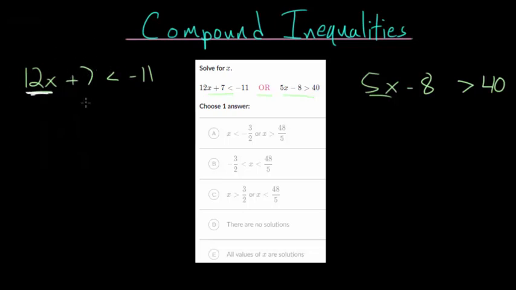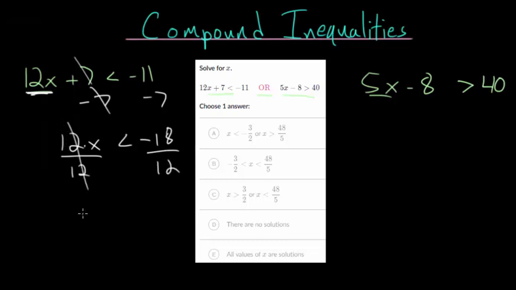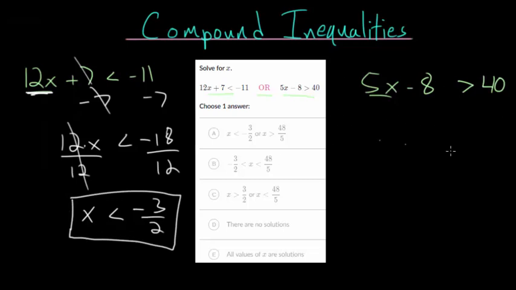So I have to get rid of this plus 7, and I can do that by subtracting 7. So I get 12x plus 7 minus 7, that's just 0, is less than minus 11, and then minus 7 more will bring us to minus 18. And then from here, we can divide each side by 12 to cancel out that multiplication. 12 divided by 12 is just 1, so you get 1x or x. And 18 and 12 are both divisible by 6. So I'll divide them each by 6 to simplify this fraction, and you get minus 3 halves. So that is one of our inequalities, but now we have to solve the other one.